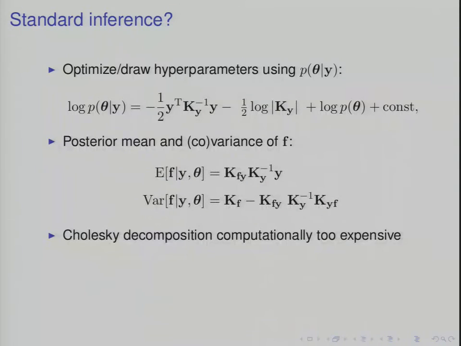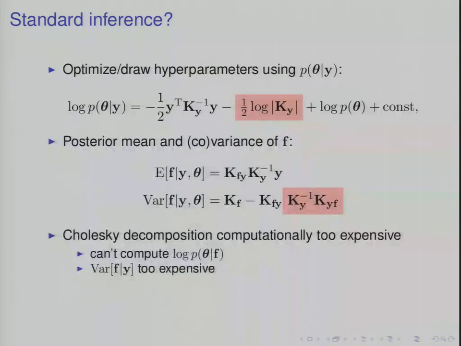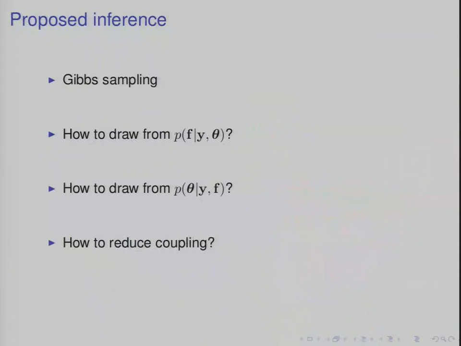But now that the Cholesky decomposition is computationally too expensive, we cannot compute the log determinant of the covariance matrix. And for the function values, we could compute the mean by using some iterative methods to solve the matrix vector system. But to compute the variances, it would be too expensive to solve that matrix system. So we propose to use Gibbs sampling instead. So draw samples from the conditional posterior distributions in terms of the function values and the hyperparameters.